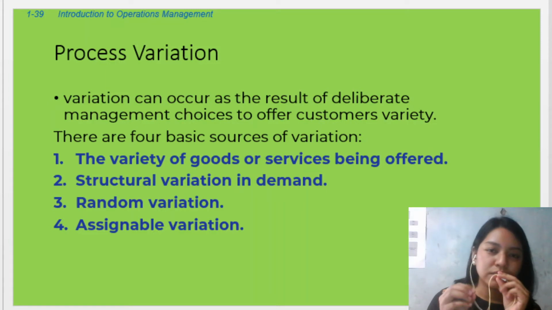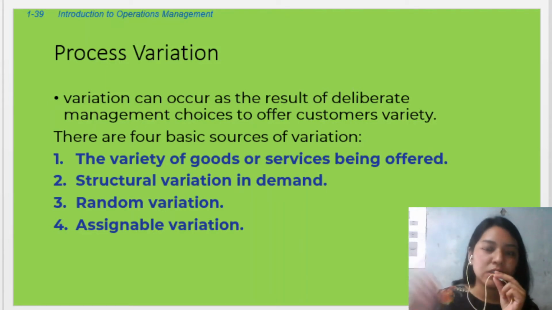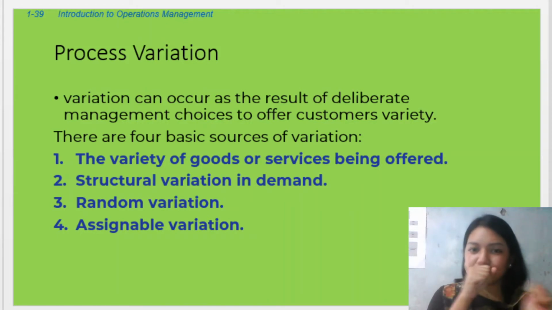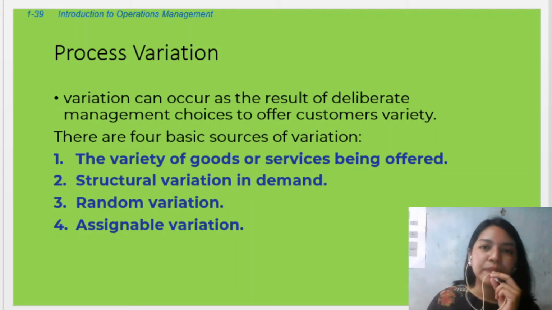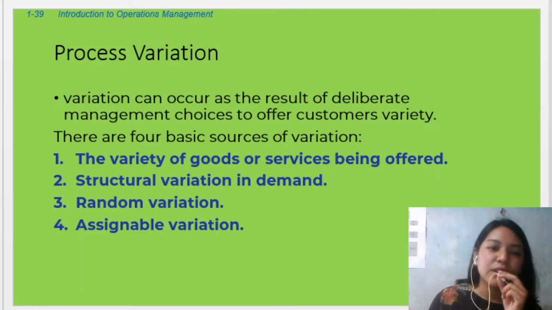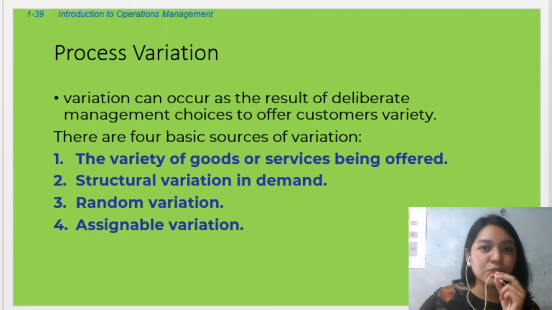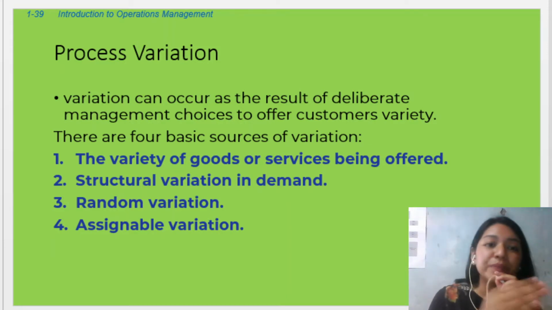Another is structural variation in demand. Nagkakaroon ng pagkakaiba-iba sa demand depending on the season. So, for example, December. Okay? So, ano bang in demand sa December? Christmas lights, Christmas trees, ham, queso de bola, ganyan. So, nagkakaroon ng variation in demand depending on the season. So, magkakaroon din ng process variation.